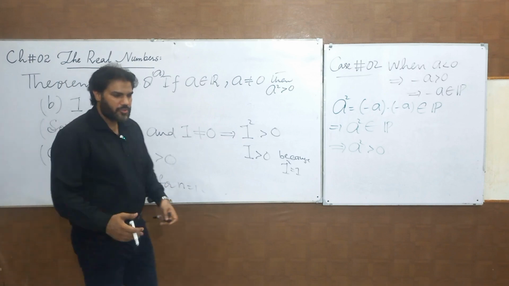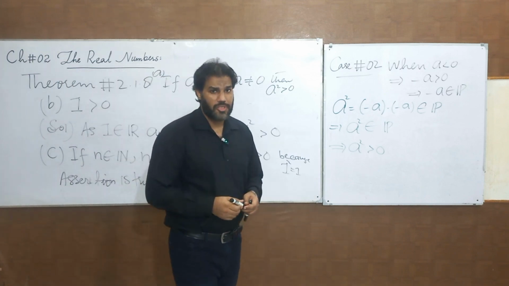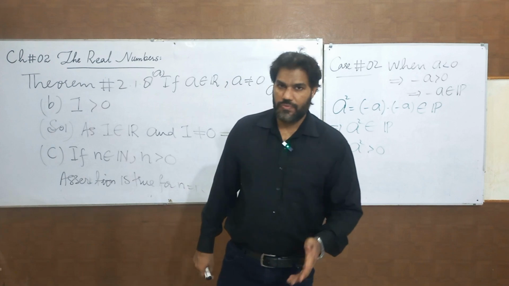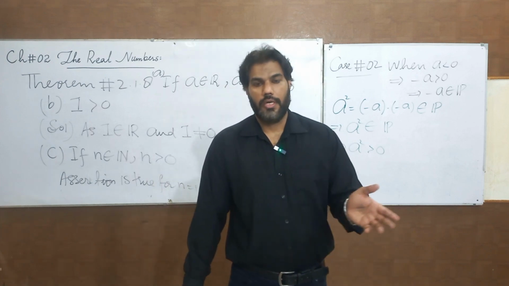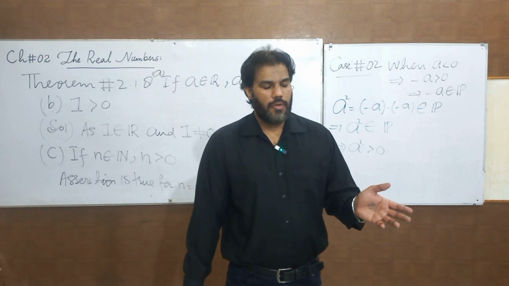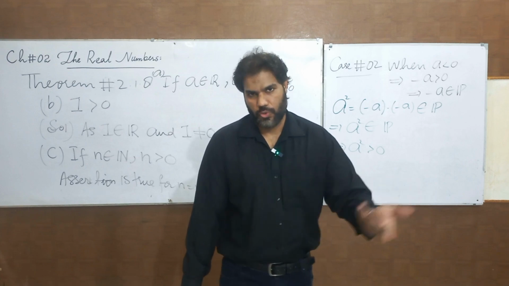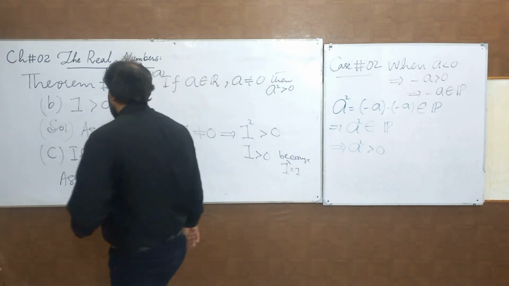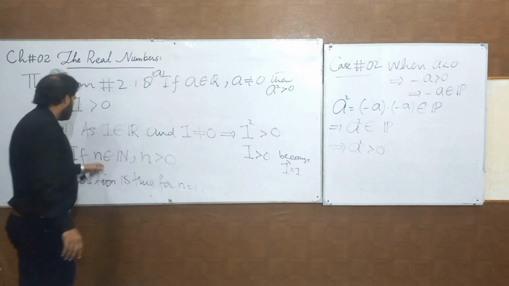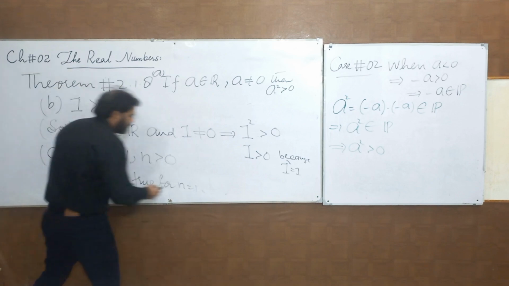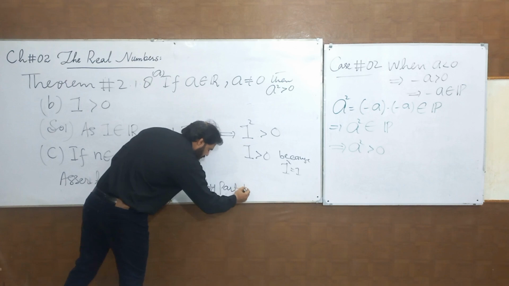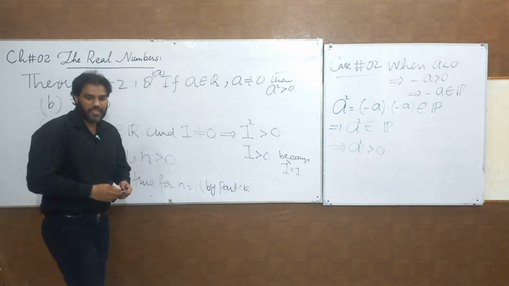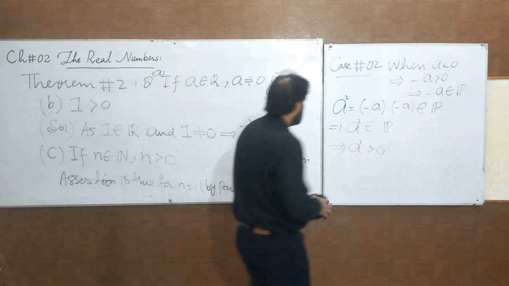So in mathematical induction, you know, it consists of 3 steps. First, we prove the statement is true for n is equal to 1. For n is equal to k, we assume, and for n is equal to k plus 1, we show. So the assertion is true for n is equal to 1 by part B. We suppose the statement is true for n is equal to k.